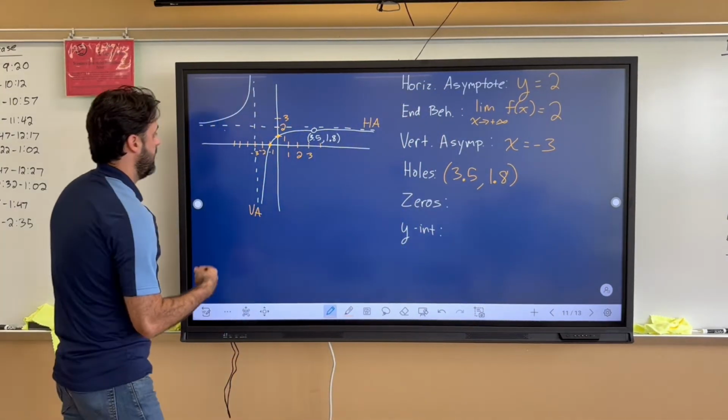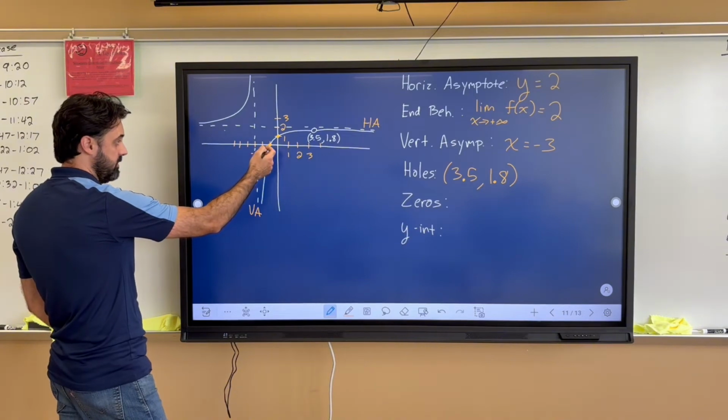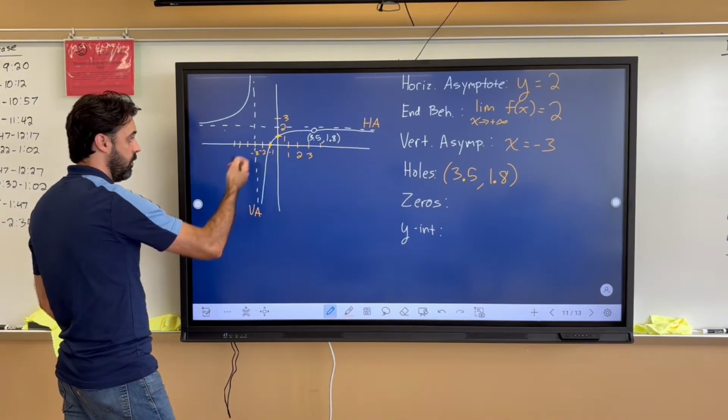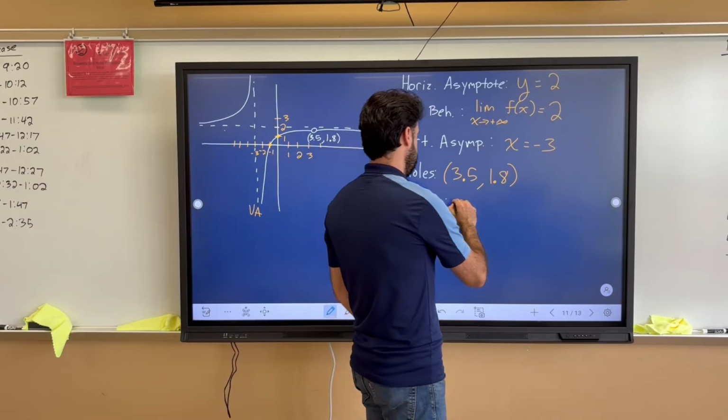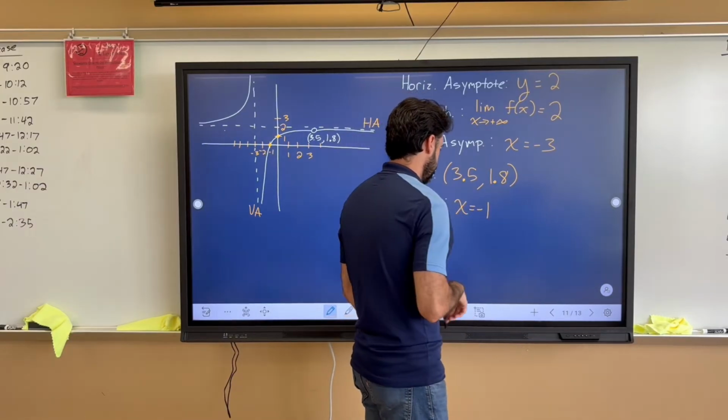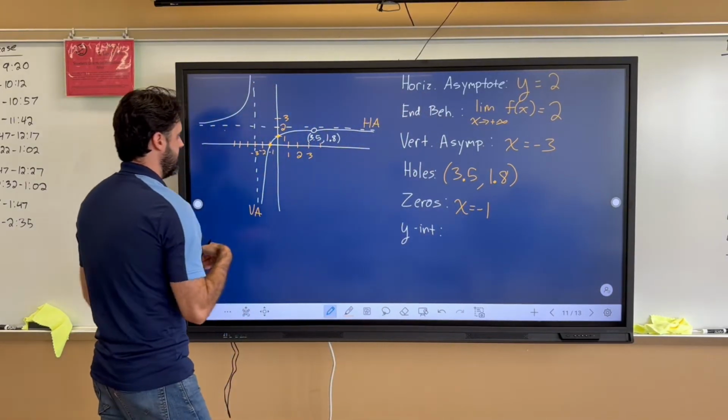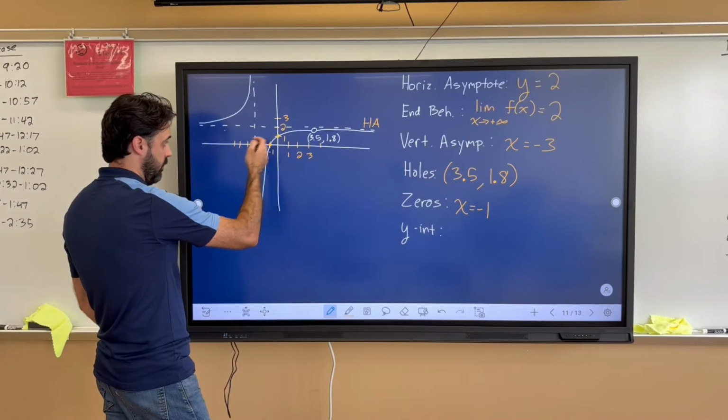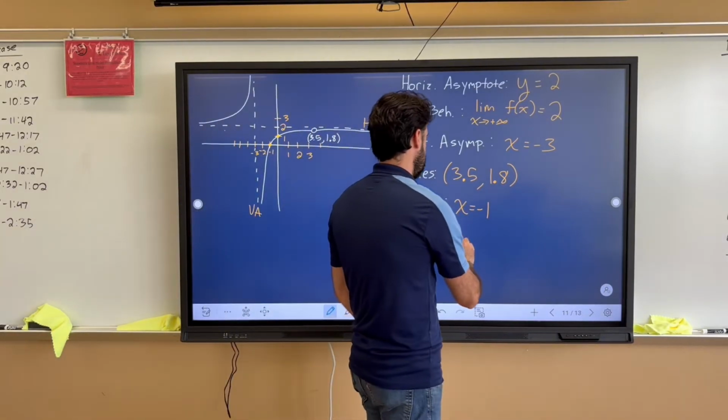The zeros. I can either list this as a coordinate point, so -1, 0, or I could just write x equals -1. Same thing with the y-intercept. Either call that 0, 1, or just y equals 1.